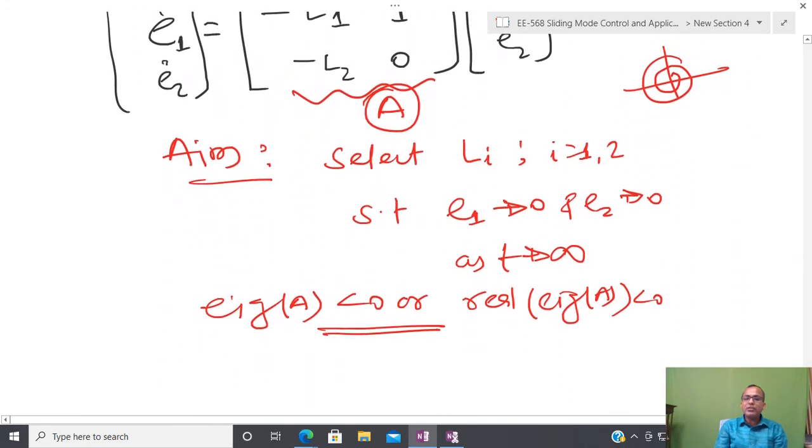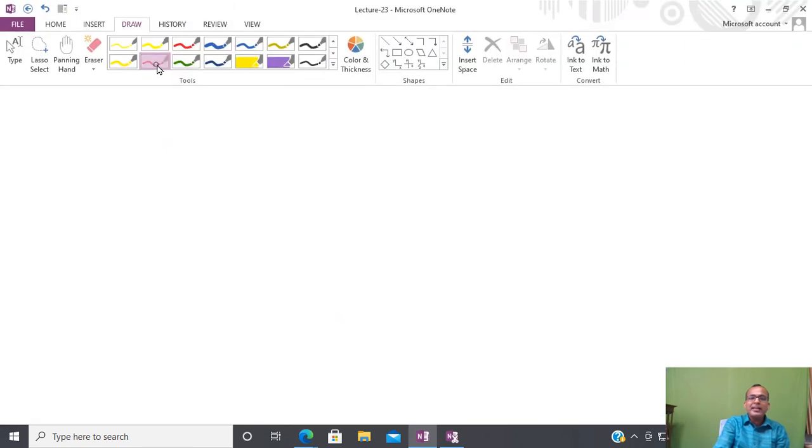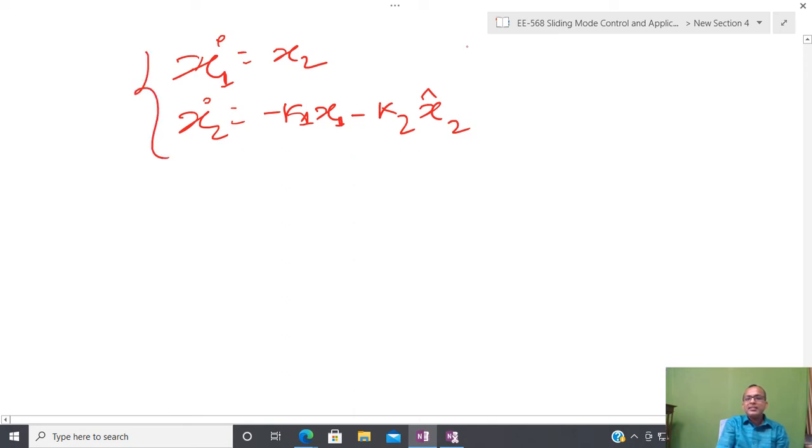Since I am assuming that I already have information of one state, I can design the control like this: x1 dot equal to x2, and x2 dot equal to minus k1 x1 minus k2 x2 cap. So this is our control. Because x2 is not exactly known to me, for that reason everywhere you have to write x2 cap.